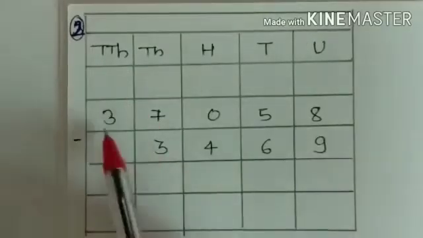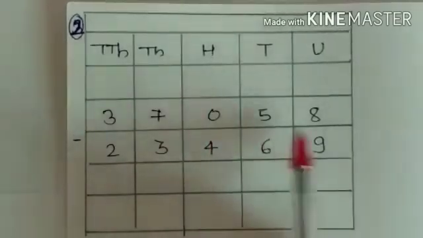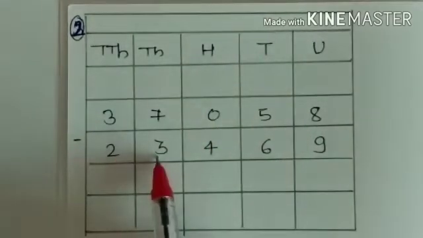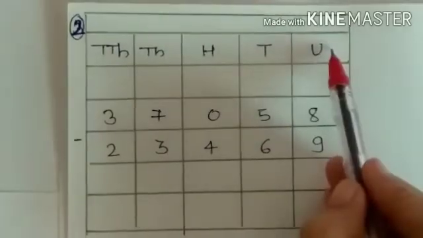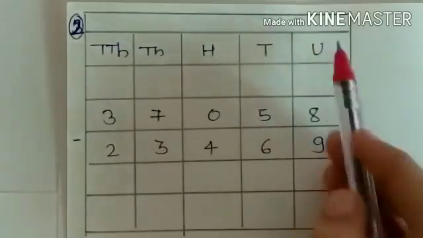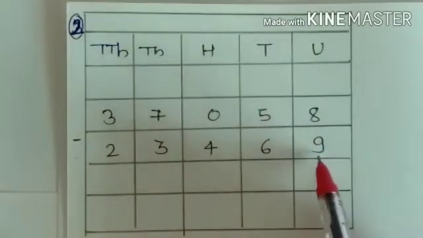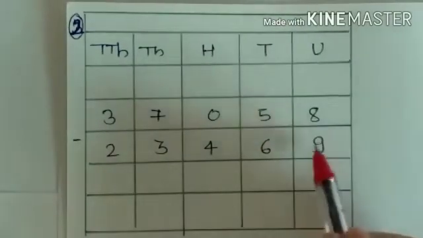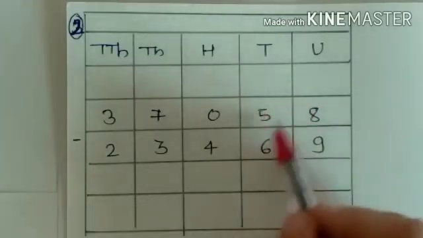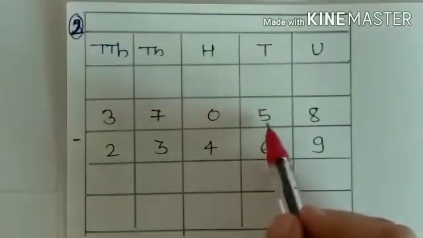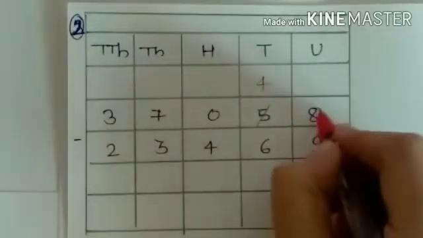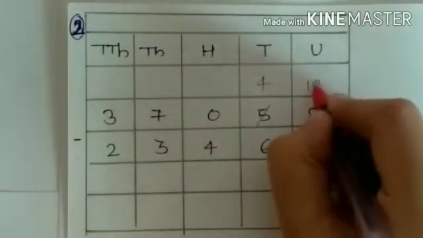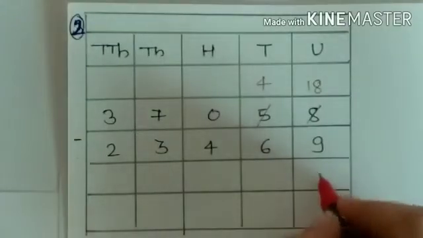Number 2. 37,058 minus 23,469. As we will always start from the units place, 8 minus 9. We cannot subtract 9 units from 8 units. However, we have 5 tens, of which we can borrow 1. 4 remains in the tens place and in the units place 8 becomes 18. Now 18 minus 9 is equal to 9.